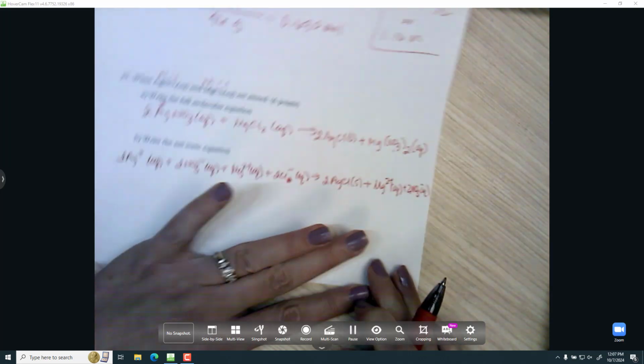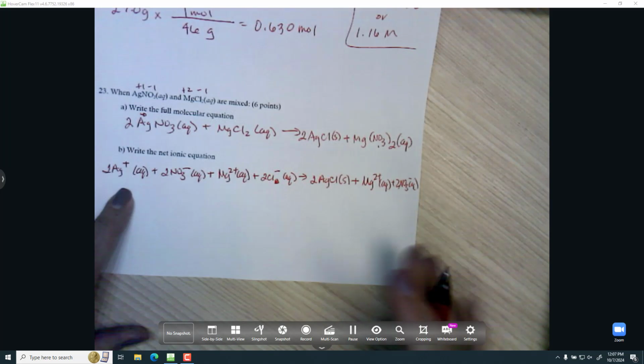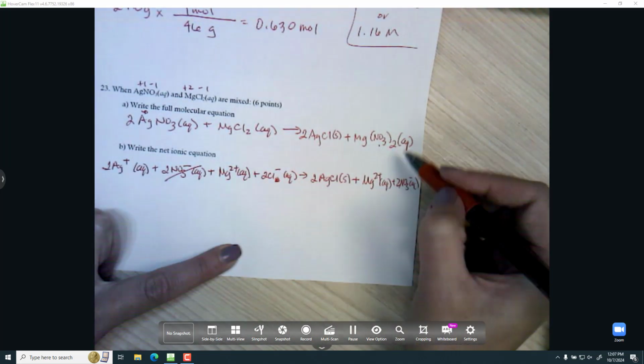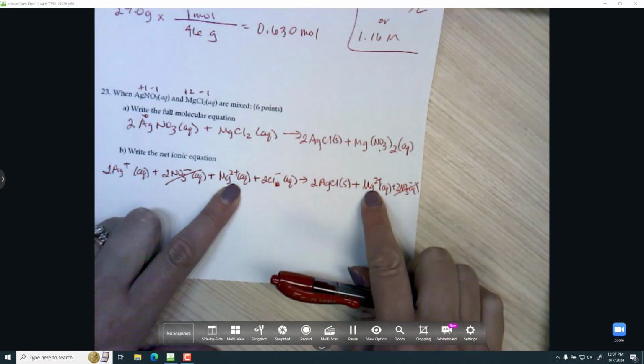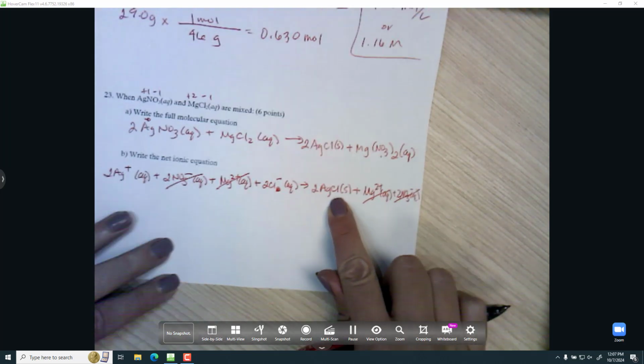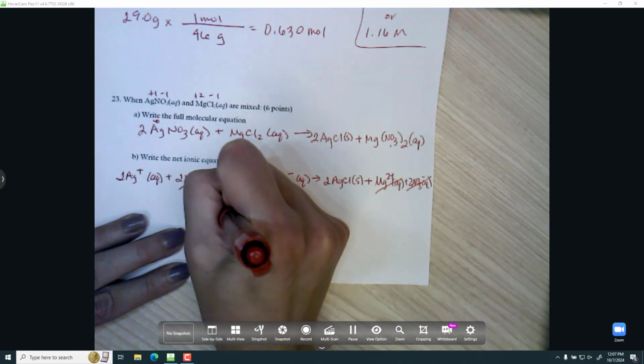Now I look for things that cancel. The silver went from aqueous to solid, so no. Nitrate looks exactly the same, so that gets canceled. Magnesium looks exactly the same, so that gets canceled. Chlorine went from aqueous to solid, so no. So then I just recopy what's left.